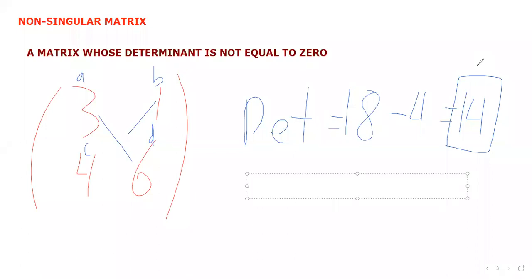So that's the determinant of a matrix. Remember, the determinant is just AD minus BC, and it is only for 2 by 2 matrices. If the determinant is equal to 0, it's singular. And if it's not equal to 0, it's non-singular.